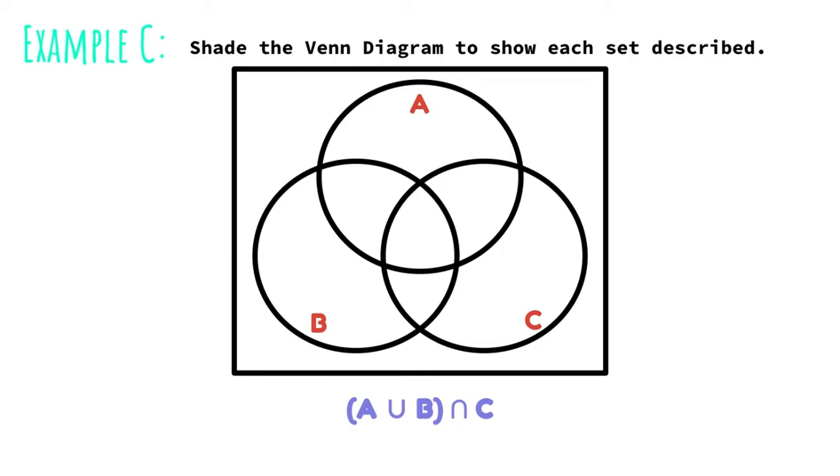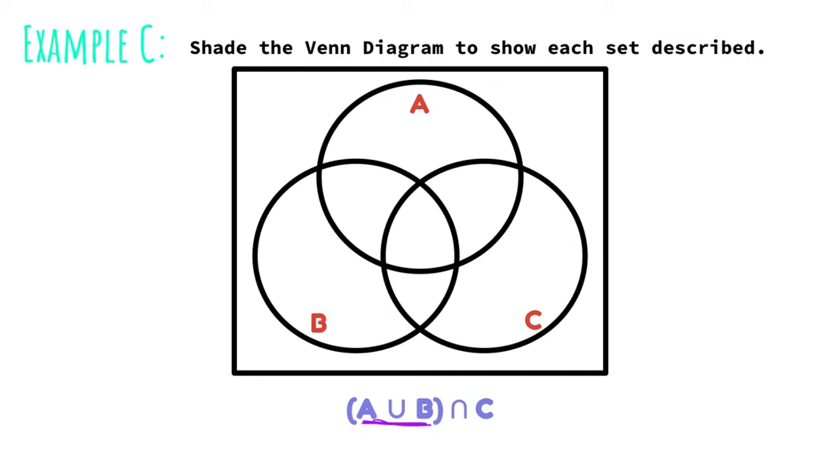So here we are at example C, and it says shade the Venn diagram to show each set described, but this time we've got 3 circles, A, B, and C, and we've got something down at the bottom where it says it wants us to find where the union of A and B intersects with C. So notice that we've got these two letters here in parentheses, so it's asking us to find the union of A and B first, and then figure out where that intersects with C.